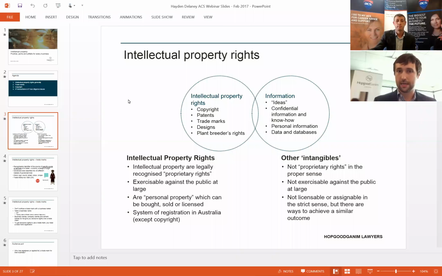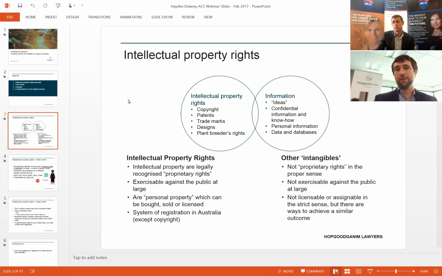Now, contrast that with intellectual property rights on the left-hand side of the screen. These are legally recognised proprietary rights and they're exercisable against the public at large. They don't have to owe me an obligation of confidence. I don't have to have a contract with them in order for the rights to be enforceable against someone. They're a proper proprietary right that I hold. Intellectual property rights can also be dealt with in a more commercial manner, so they can be bought, sold or licensed. Generally speaking, you can't sell your know-how, what makes you good at something, because it's not generally understood to be property in the strict legal sense.